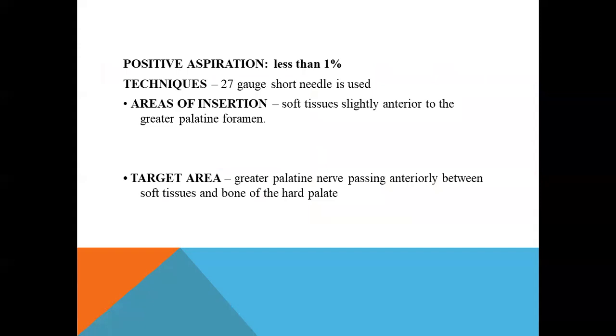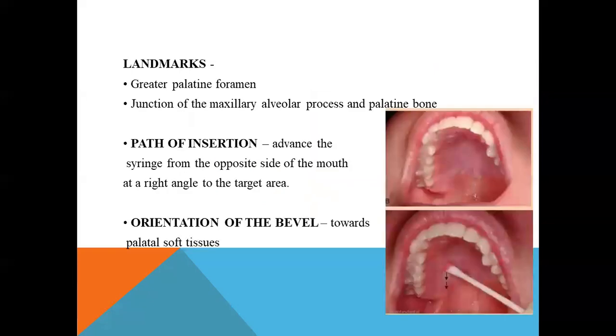Positive aspiration will be less than 1%. The technique uses a 27 gauge short needle. The area of insertion is the soft tissue slightly anterior to the greater palatine foramen. The target area is the greater palatine nerve passing anteriorly between the soft tissues and the bone of the hard palate. Landmarks are the greater palatine foramen, the maxillary alveolus, and the palatine bone. For the path of insertion, advance the syringe from the opposite side of the mouth at a right angle to the target area, oriented towards the soft tissue.